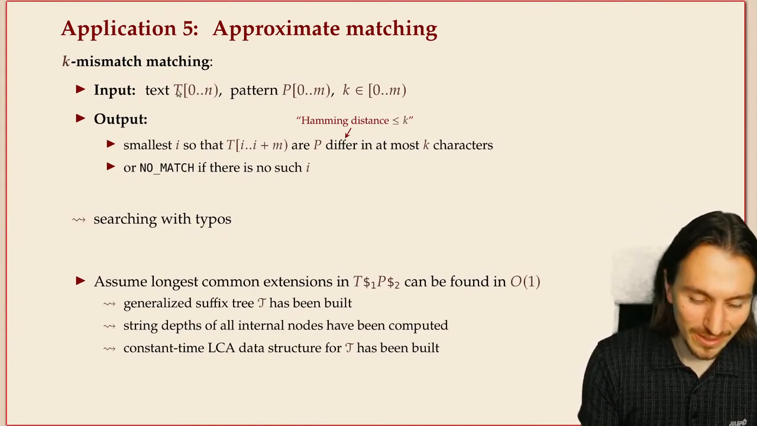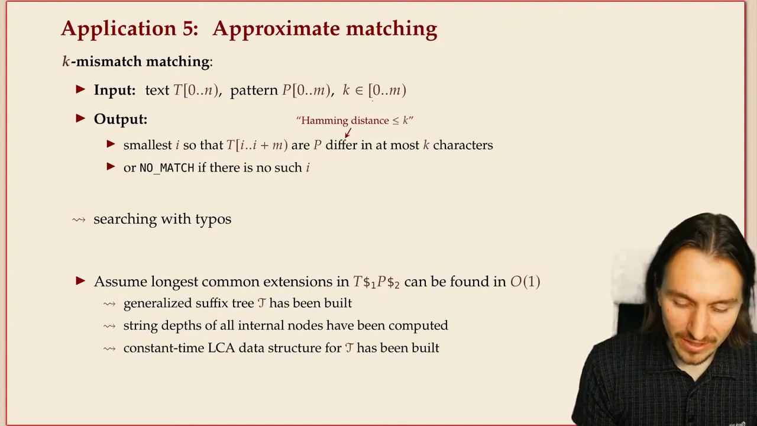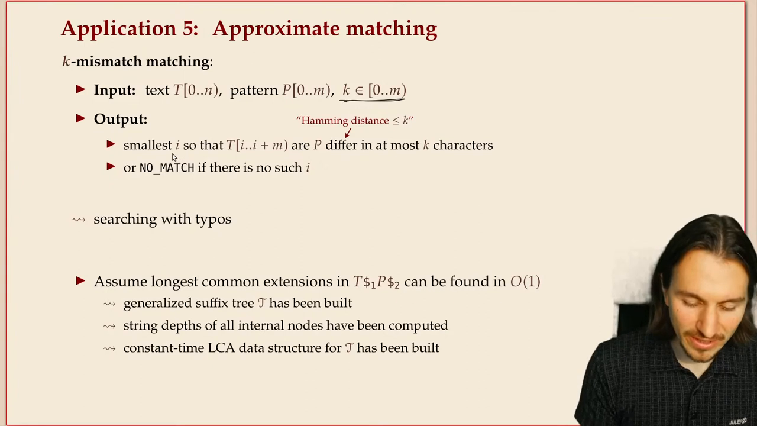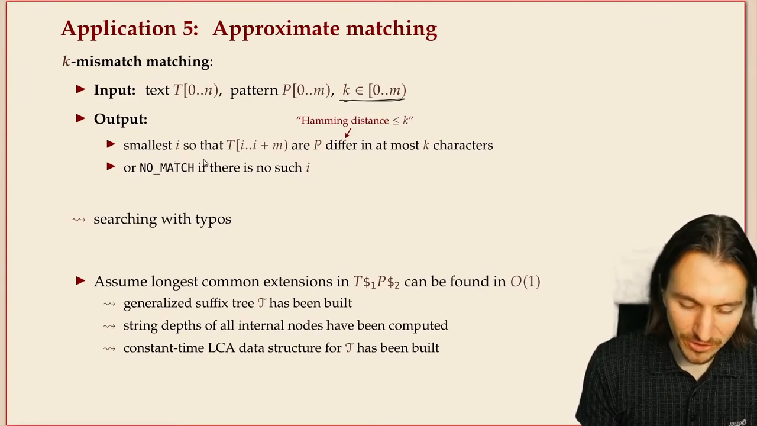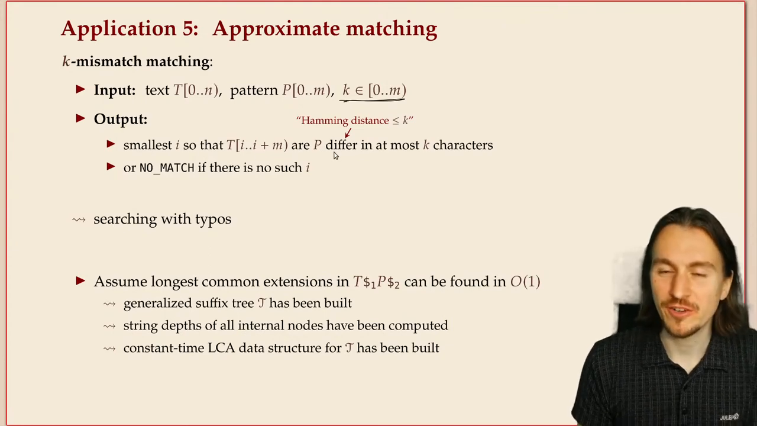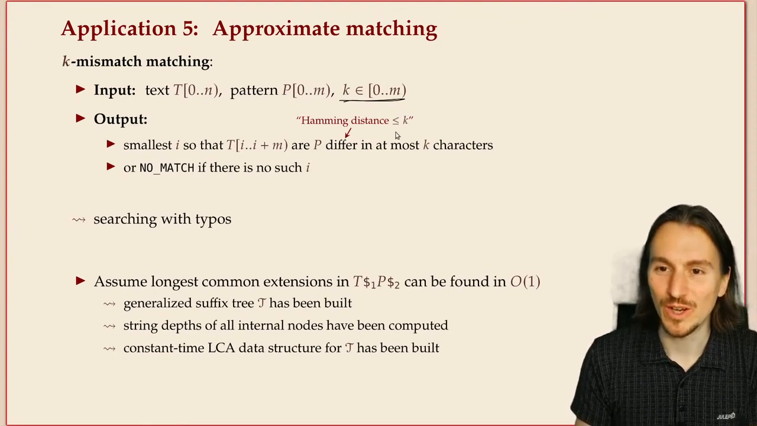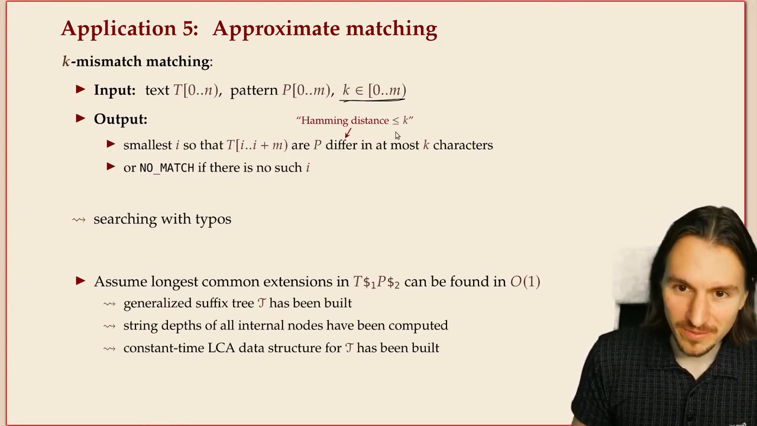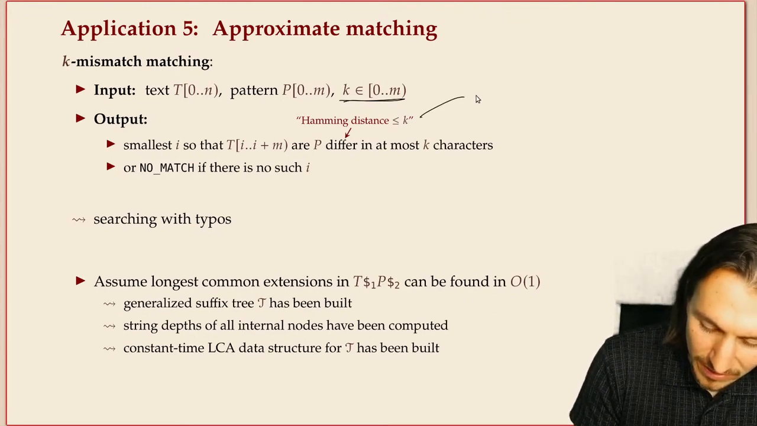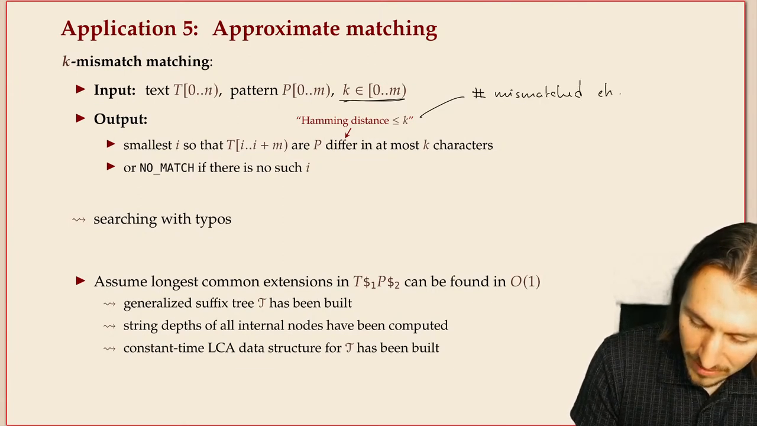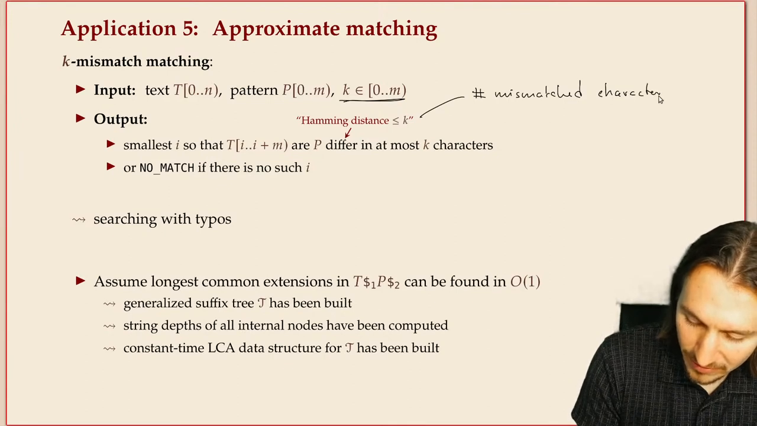So here we're given a text and a pattern, and additionally a parameter, a number k. And we're now interested in a match, well, the first match again, where the part of the text and the pattern don't have to be exactly the same, but they have to be within Hamming distance of k. And Hamming distance is just counting the number of mismatched characters, the number of positions where the characters are different.